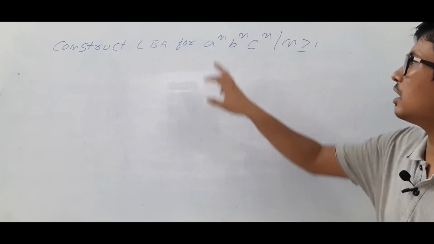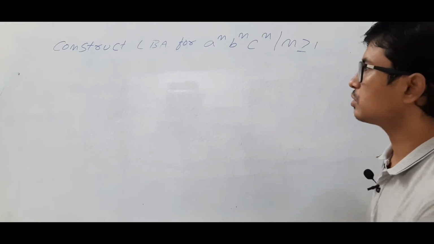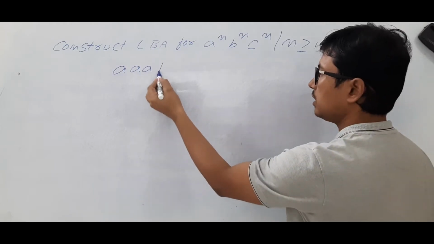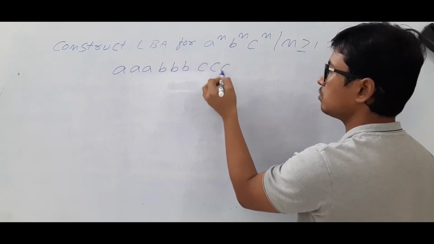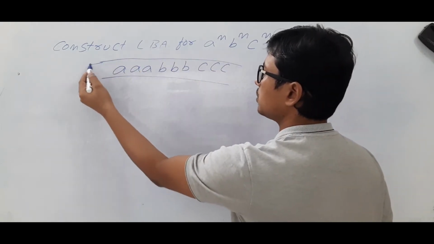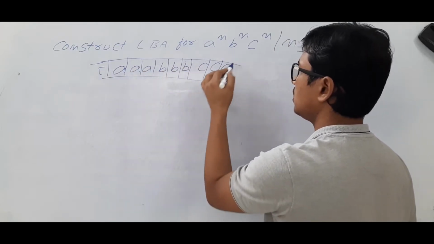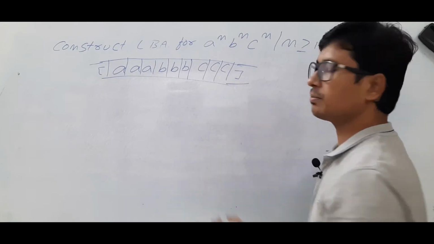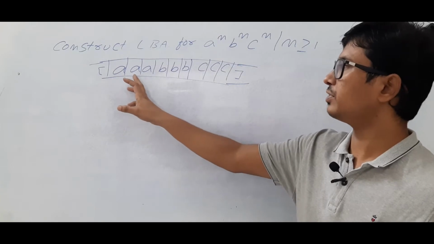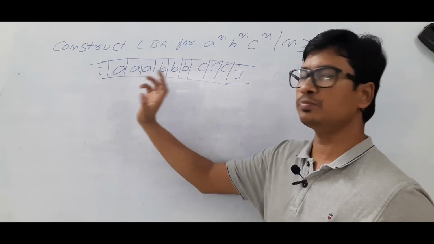What it is saying is that the number of A's is equal to the number of B's, which is equal to the number of C's. So, I will take 3 A's, then 3 B's and 3 C's, which are stored in a tape. On the left hand side you have a left marker and on the right hand side you have a right marker. Now I want to check that the number of A's is equal to the number of B's and equal to the number of C's. So what is the simple process I will do?